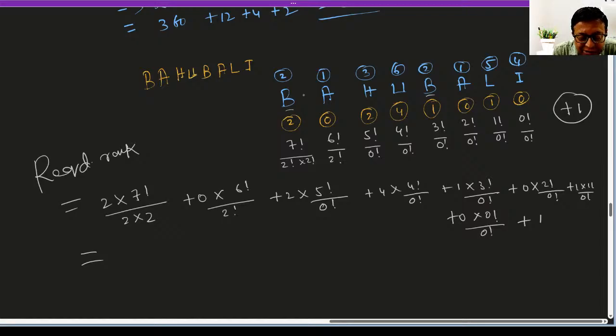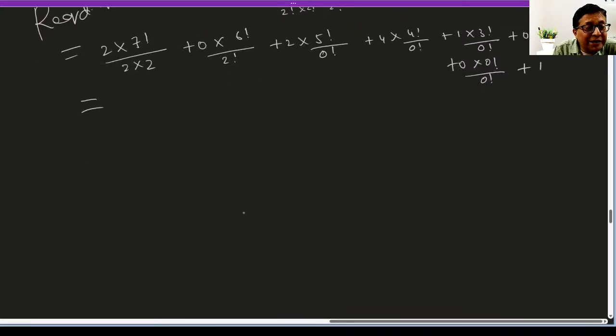So how much are you getting? You just count it. I will be showing you one JEE sum which came in 2023. There is a sum like this where you are supposed to find the rank. But that was without repetition. I am bringing all the questions.